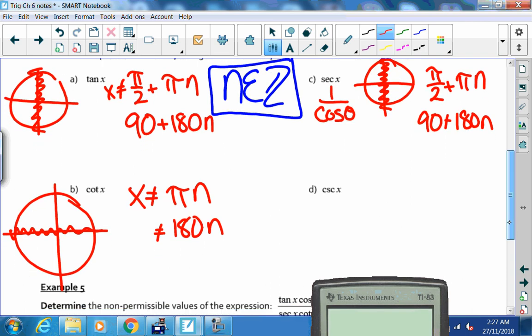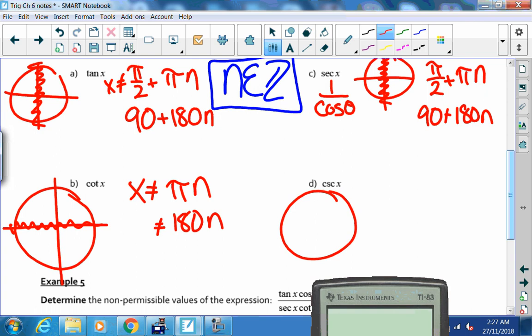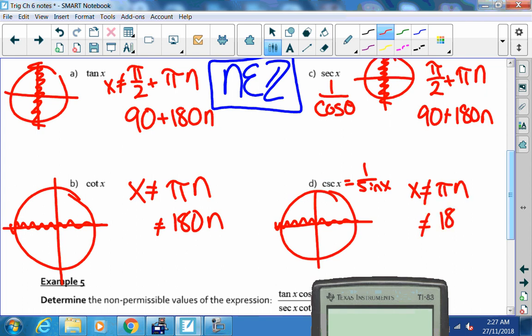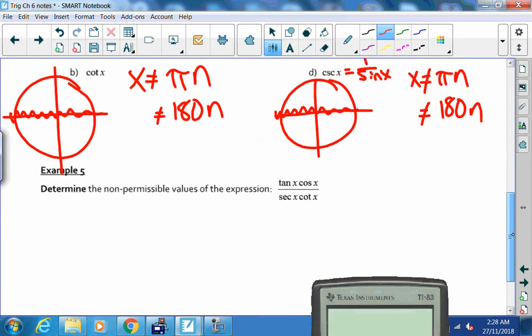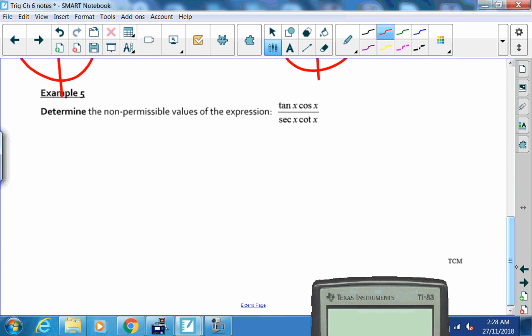And then cosecant is the same. Cosecant is 1 over sine, from your formula sheet, or just because you know each one has a co. And sine is 0 here, so x cannot equal pi n or 180n. And again, on all of these, n ∈ Z. Instead of writing that every time, we've made a blanket statement.